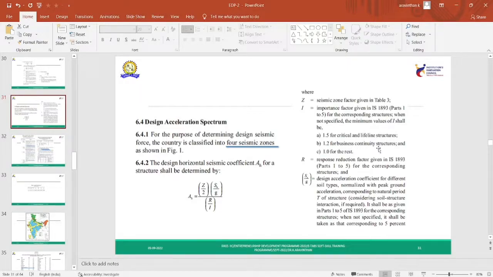When you are constructing a residential structure, it is different. If you are constructing shopping malls, or an MNC construction, that is a multinational company, or a trading center, these kinds of structures can be taken as 1.2 and the rest can be taken as 1. Okay, what do you mean by response reduction factor? Let us discuss that in a separate slide.